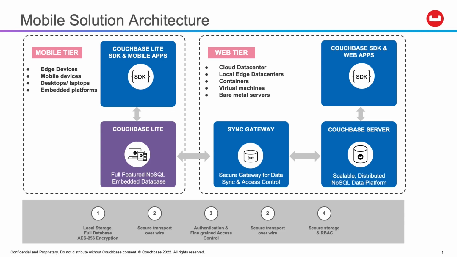Then once the app is installed, the application will open the CB Lite database using CB Lite API and start writing into the embedded database. Now, the second part of the app is to send these changes back to Couchbase server. How do we do that?